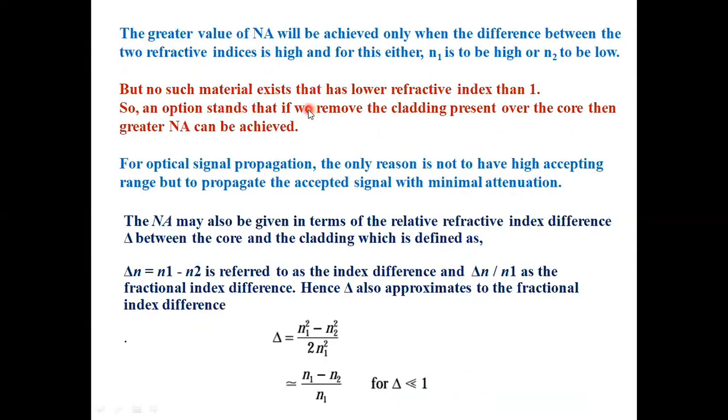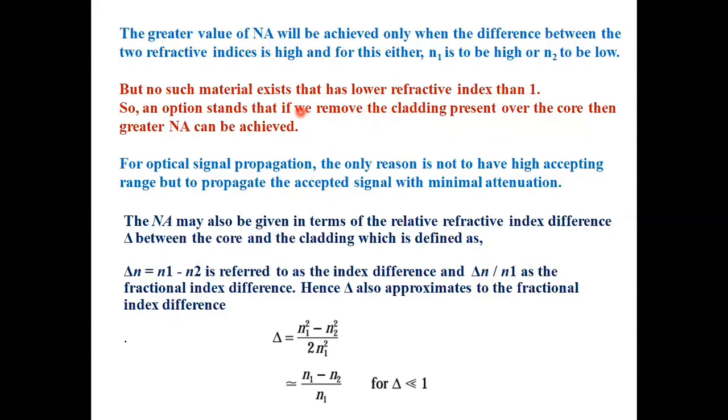Now we go for the numerical aperture properties. Of course, we need to get more numerical aperture, and in order to get more numerical aperture, we should get more acceptance angle. That can be obtained through the core refractive index and cladding refractive index, which is a very important parameter. The numerical aperture depends purely on the refractive index difference between N1 and N2.